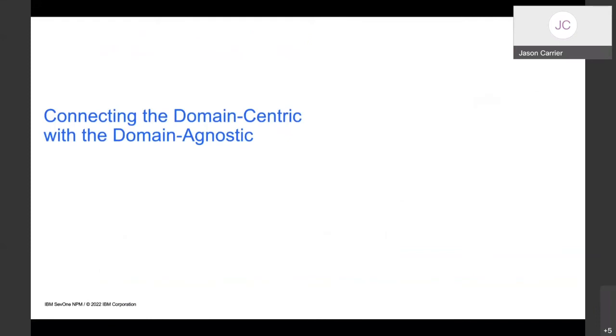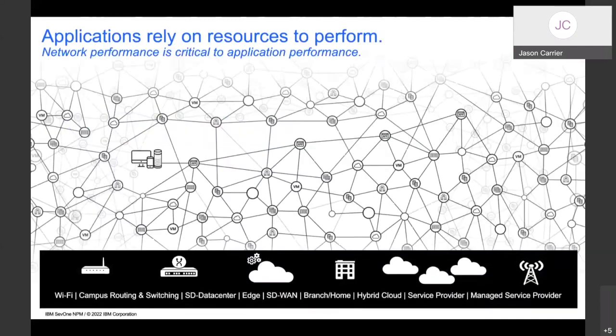So next is why we are trying to connect the domain agnostic with the domain centric. The reason, on the next slide here, is because of the applications that rely on the underlying network in order to perform. There's no point in having a network if you don't have applications riding over it, and there's no way to provide applications without having the network that it's riding on. So that's why we need these two things to be tied together.